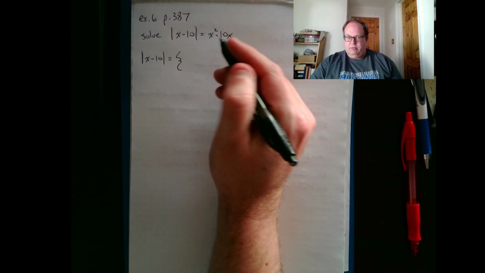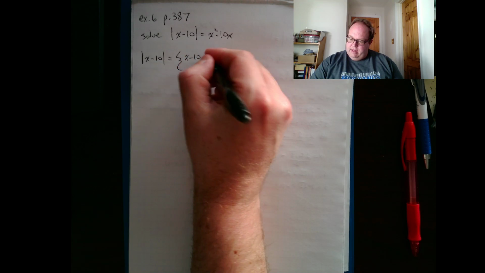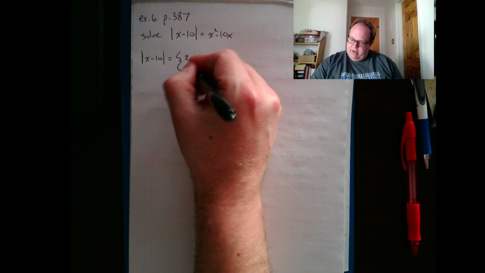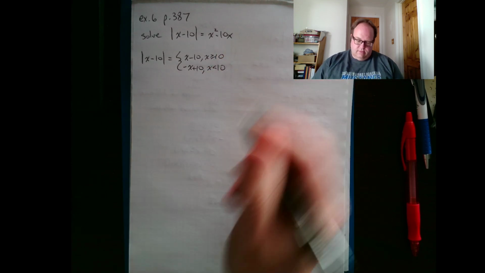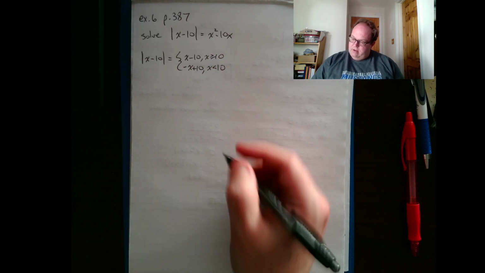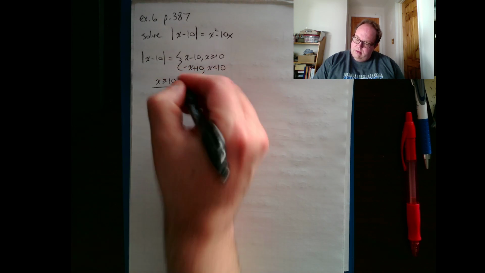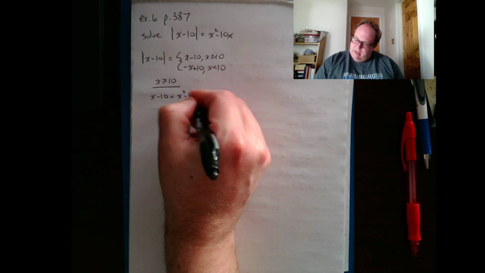10 is obviously going to be my boundary here. For x values bigger than 10, things remain unchanged. For x values less than 10, the absolute value sign causes a reflection. And I have two equations to solve. For x values greater than or equal to 10, x minus 10 equals x squared minus 10x.